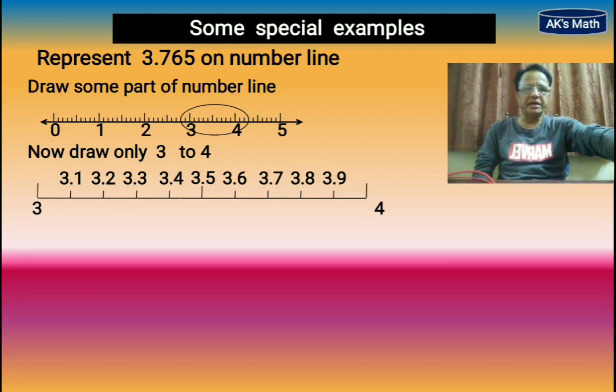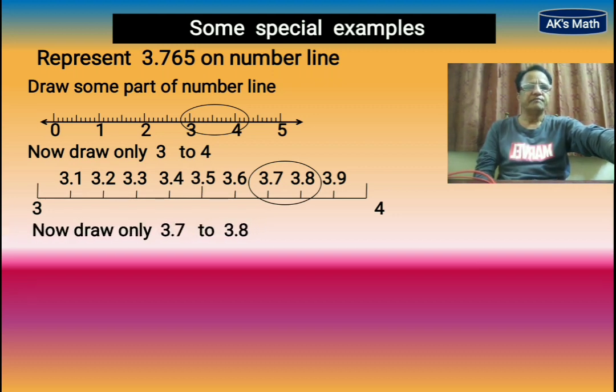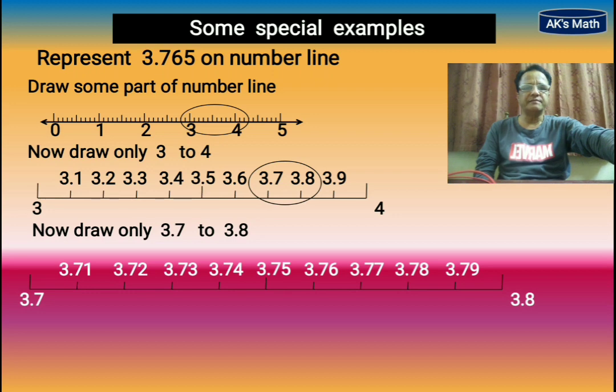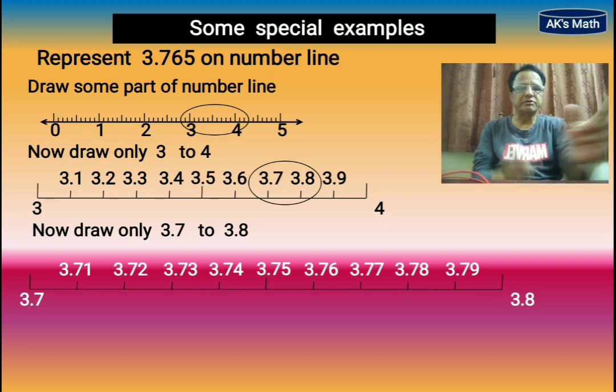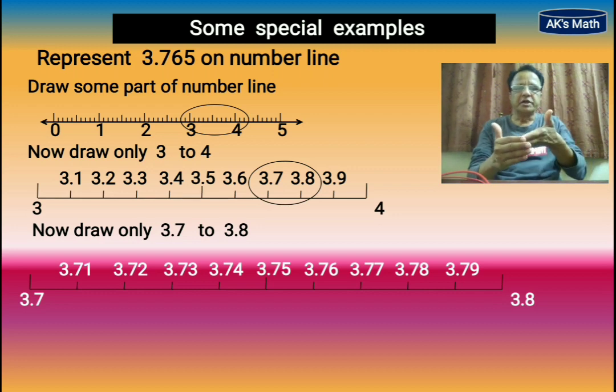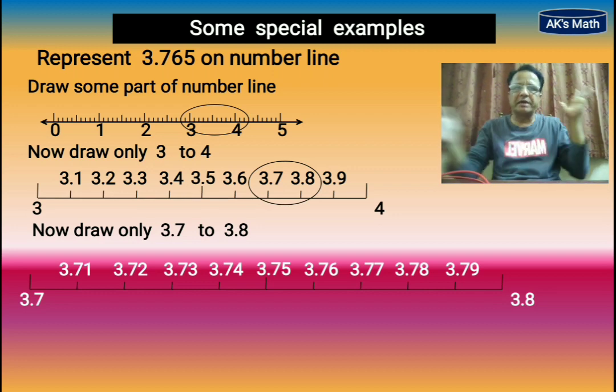3.765 will be in between 3.7 and 3.8. Now zoom that particular part. Again, it consists of 10 parts. Look at this one. 3.7 to 3.8. Again 10 parts are there. 3.71, 3.72. Like this. 3.79, 3.8. So we have to represent our number like this. Means we have to zoom that particular area. उसके डीप में जाने का है हमको. जितना हम डीप में जाएंगे उतना वो हमको नंबर मिलते जाएगा.